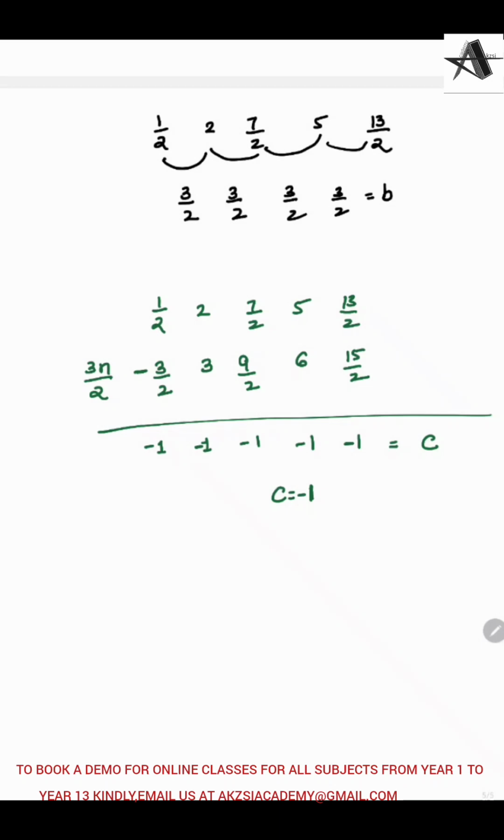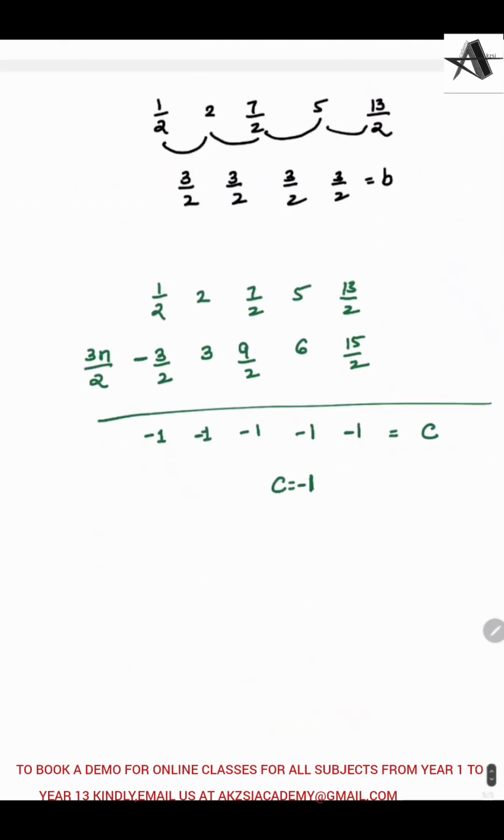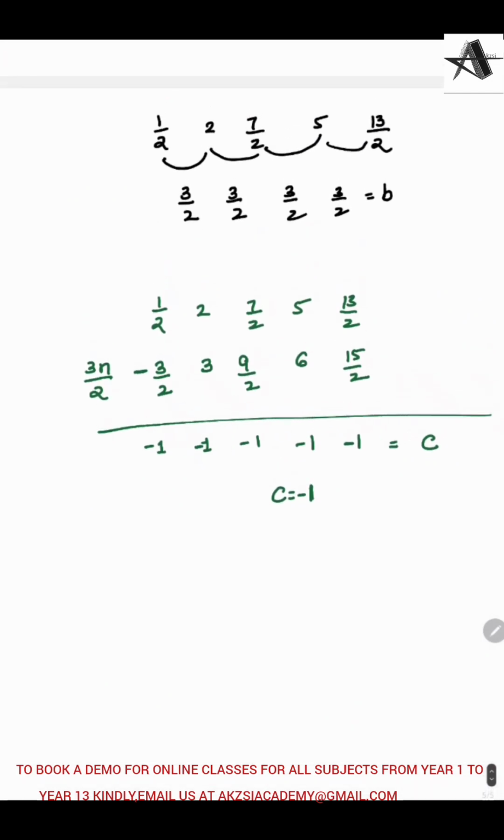Now we need to join all of them together. a was half, b is 3 over 2 and c is negative 1. Our nth term is an squared plus bn plus c. So it's going to be, a is half, so n squared by 2 plus 3 over 2n minus 1. This is our nth term.